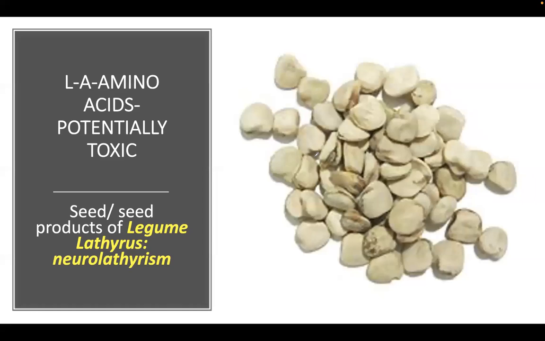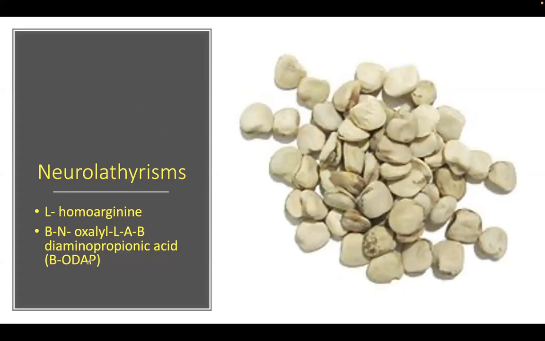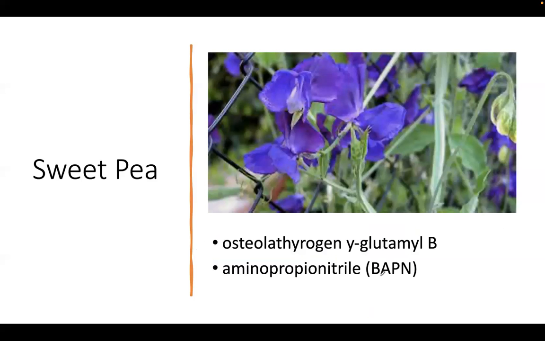So here is a photo of the legumes. This is one of the potentially neurotoxic amino acids which causes neurolathyrism. Here's the ODAP, and here's the homoarginine, which we mentioned in the previous table. And we have here the BAPN, which is actually an osteolathyrogen. This is from the sweet pea, the flower of the sweet pea.